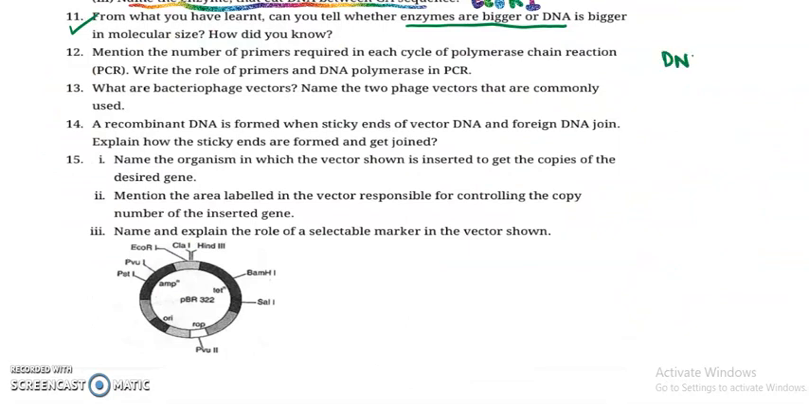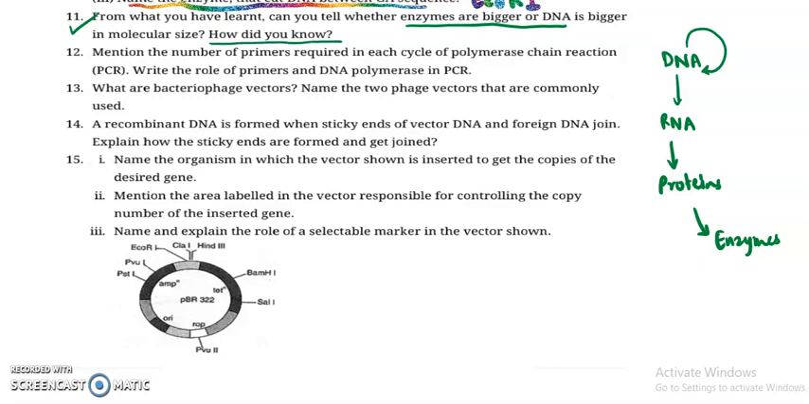Because we know that DNA can self-replicate, DNA can be transcribed to form RNA, RNA can be translated to form proteins, and these proteins may function as enzymes. So enzymes are derived from DNA. If DNA were not there, enzymes would not be there. So of course DNA is a bigger molecule, and you need to explain the concept of the central dogma in how you knew. Okay, this is one of the good questions.